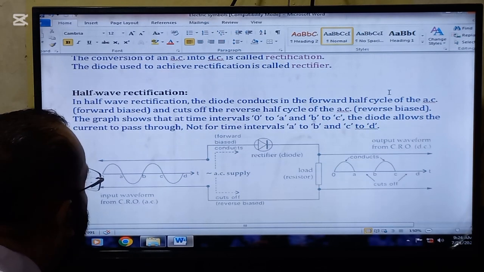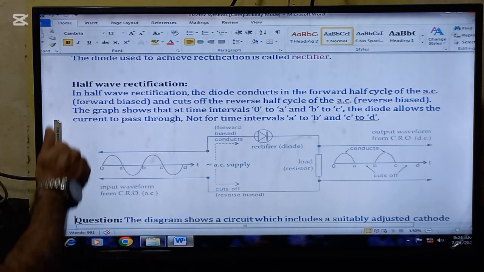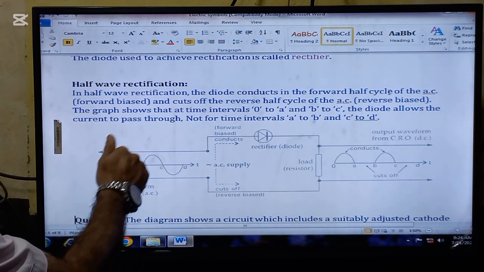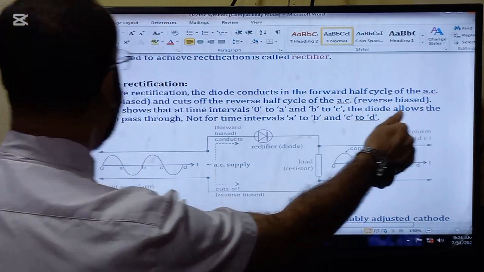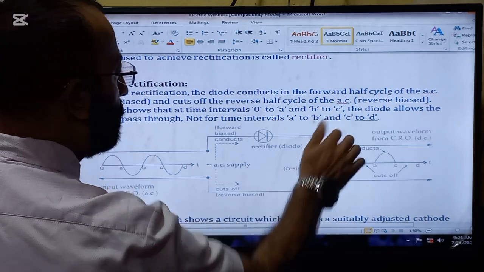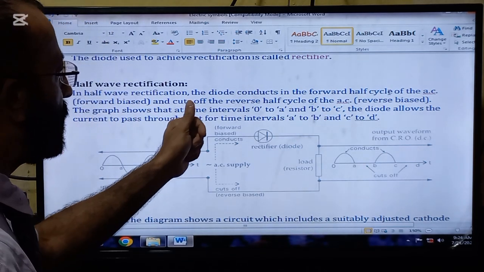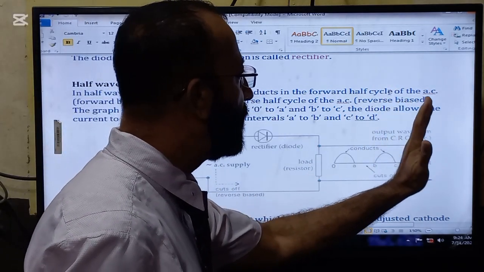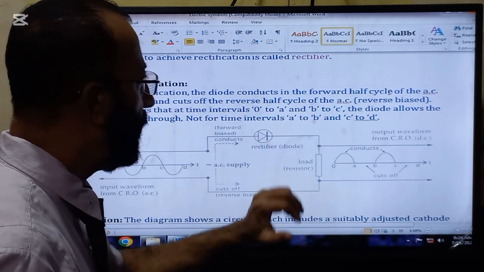Here is another very important topic, that is half-wave rectification. In half-wave rectification, the diode conducts in the forward half cycle of the AC, forward biased, and cuts off the reverse half cycle of the AC. So half-wave rectification is that one in which the diode conducts only the forward half cycle of the AC and cuts off the reverse half cycle of the AC.